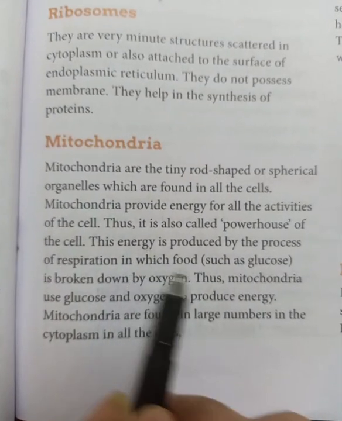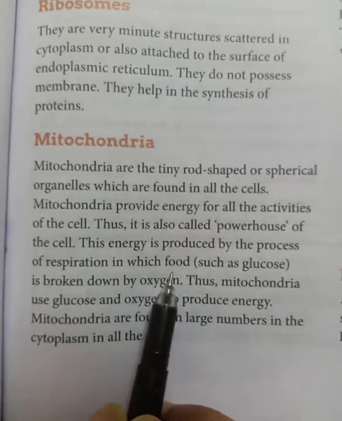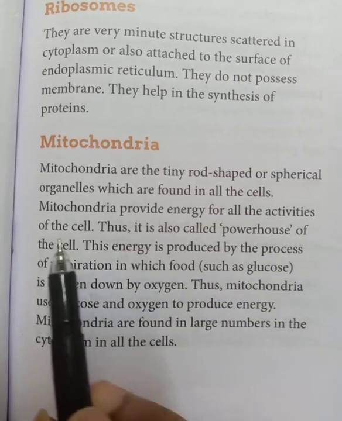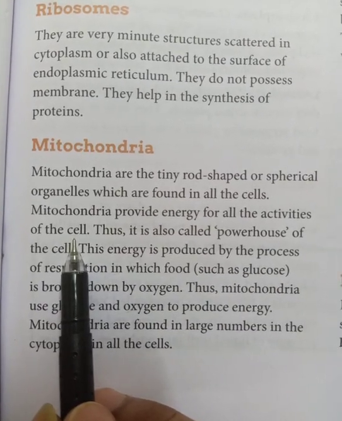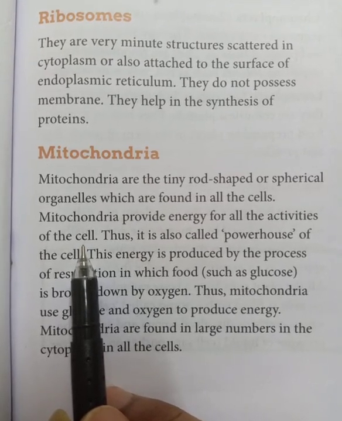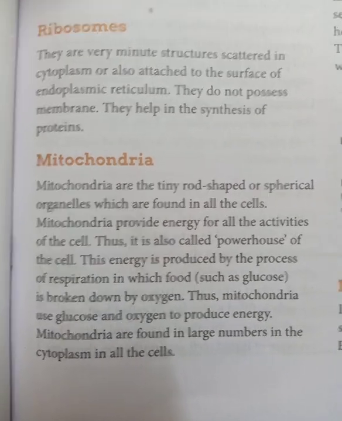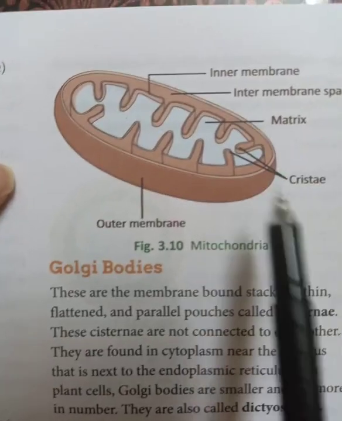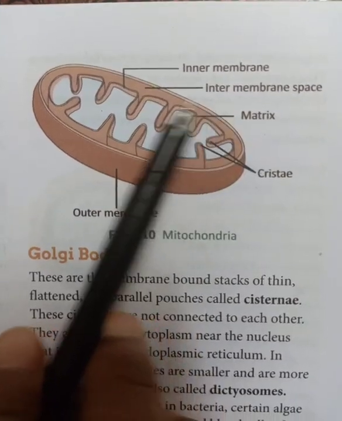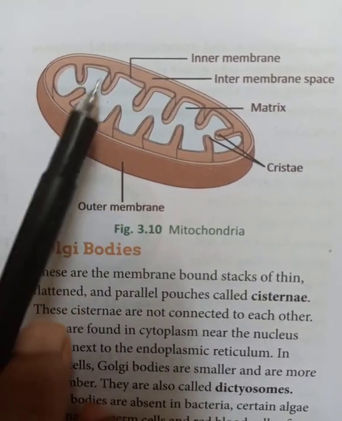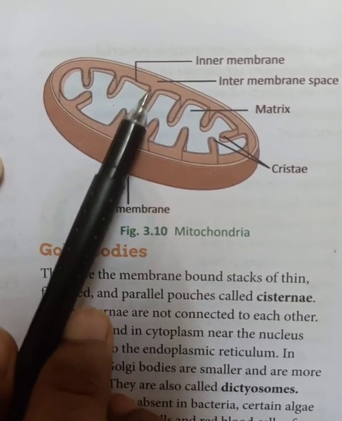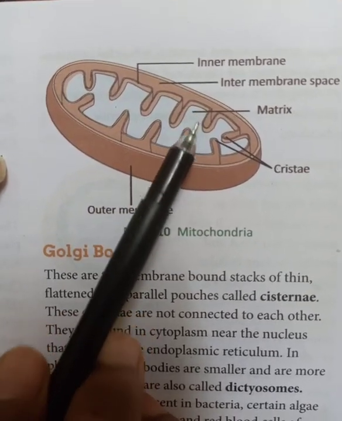So as I told you, mitochondria is also called the powerhouse of the cell, as mitochondria provide energy for all the activity of the cell. So that is why it is also called the powerhouse of the cell. Other than that, we had discussed the structure of the mitochondria. In this, as I told you that there are two membranes, one is the outer membrane and one is the inner membrane. Other than that, there are small finger-like projections inside the mitochondria.